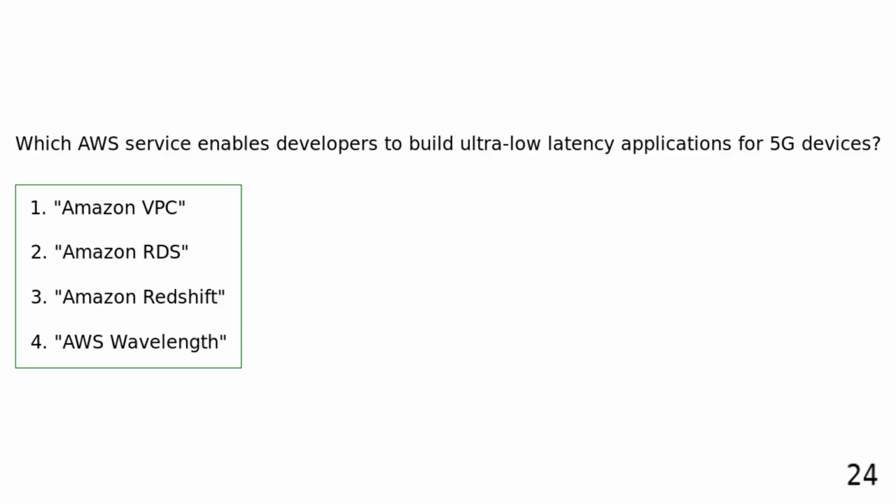Which AWS service enables developers to build ultra-low latency applications for 5G devices? Amazon VPC, Amazon RDS, Amazon Redshift, AWS Wavelength. AWS Wavelength enables developers to deploy their applications at the edge of the 5G network.